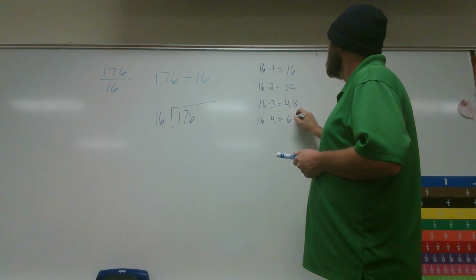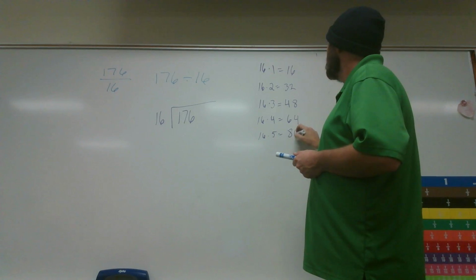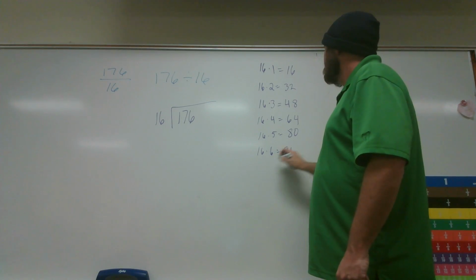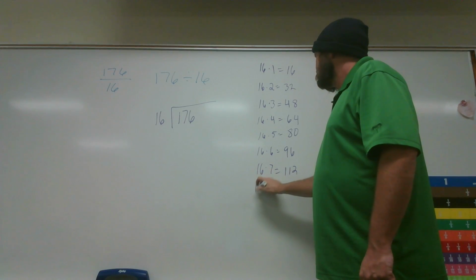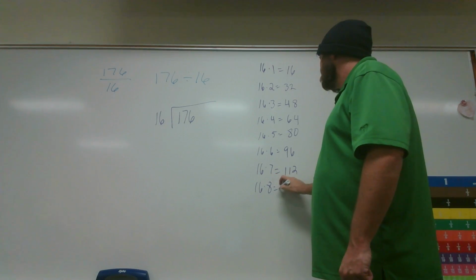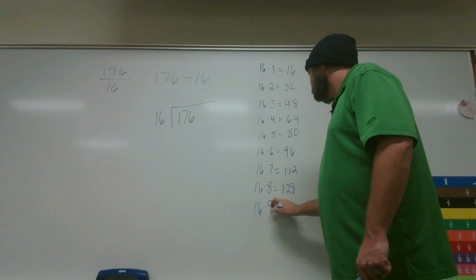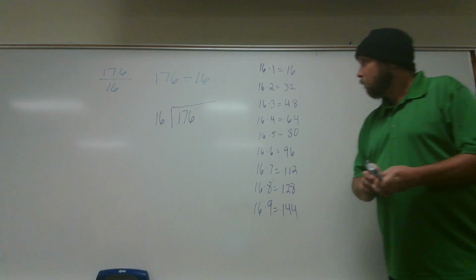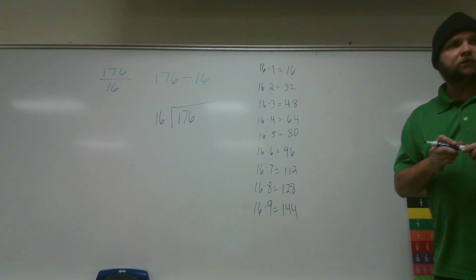16 times 4, 64. 16 times 5, 80. 16 times 6, 96. 16 times 7, 112. 16 times 8, 128. And 16 times 9, 144. All right, so we've listed our first 9 multiples of 16.